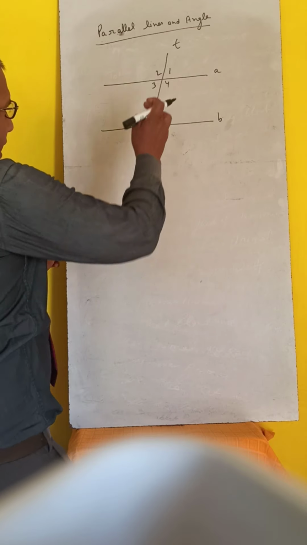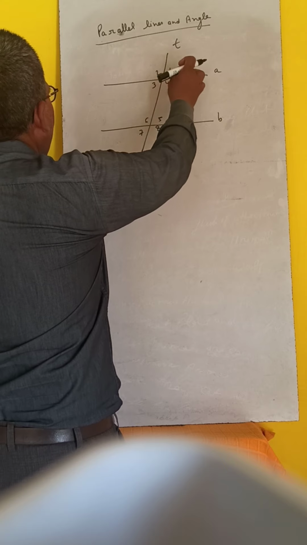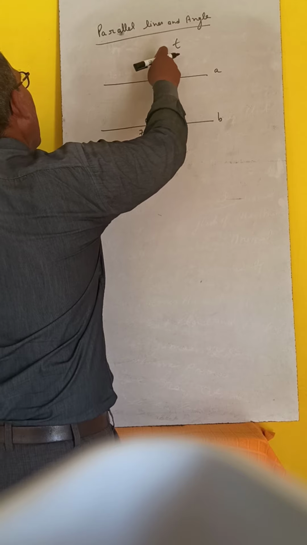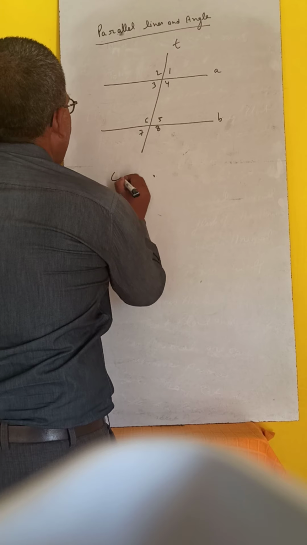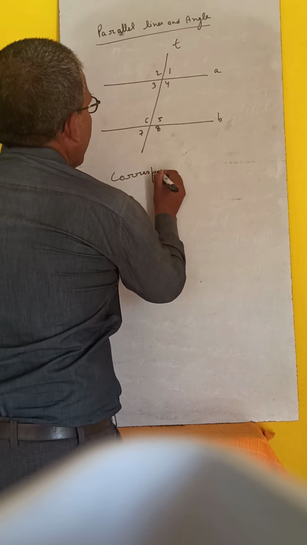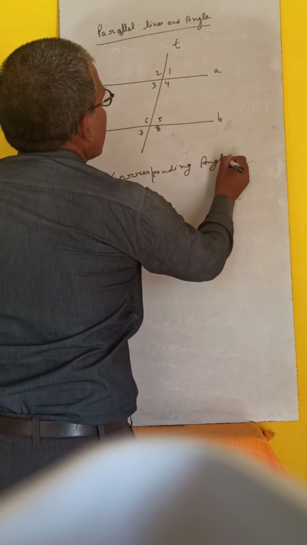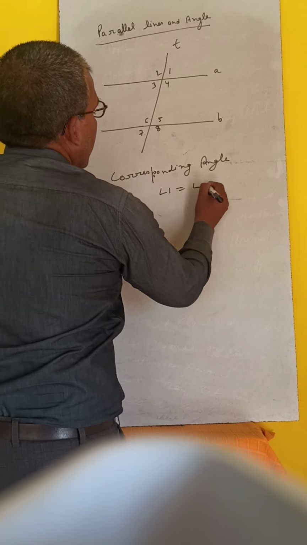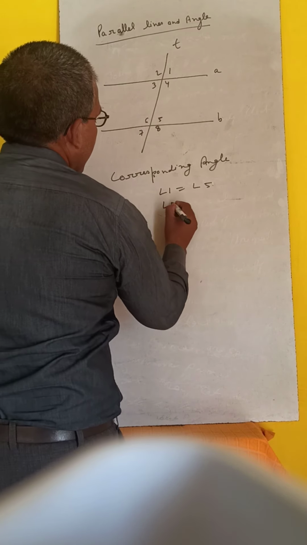See here, angle 1 and angle 5 are corresponding angles, angle 2 and angle 6 are corresponding angles, they are equal. Corresponding angles: angle 1 is equal to angle 5. These are corresponding angles. Angle 2 is equal to angle 6.